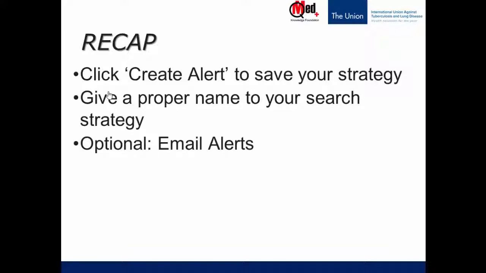Email alerts are optional. And if you have not set an email alert, from the My NCBI page, you can identify your search topic with the proper name that you gave. Next to it, there's an edit option. You can always go and either ask for email alerts or turn off email alerts, both ways. So that is how you save your work, which may sometimes be a pretty long search strategy.